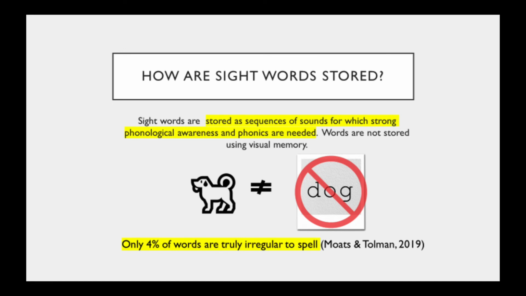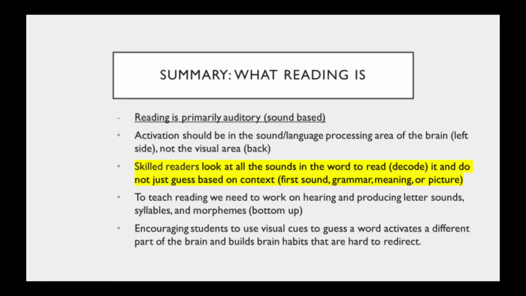How are sight words stored? So sight words are stored as a sequence of sounds for which strong phonological awareness and phonics are needed. Words are not stored using our visual memory. So it actually involves different brain areas if we're storing the image of the dog versus the sequence of sounds that make up the word dog. Ultimately, skilled readers look at all of the sounds in a word to read or decode the word. So after a student has done this enough times, they'll be able to read the word automatically and it will become a sight word for them that they no longer need to sound out.